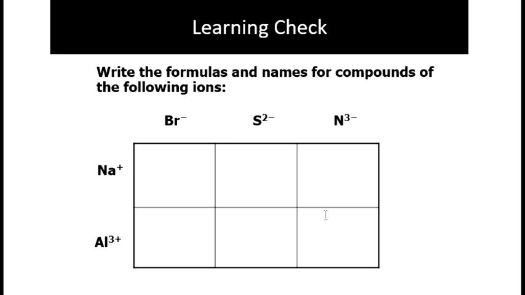It would be very helpful if you can combine each row and column in this table. Please pause the video and come back after 3 minutes and see if you are able to write the correct formula and name. Formula and name, 30 seconds for each one.